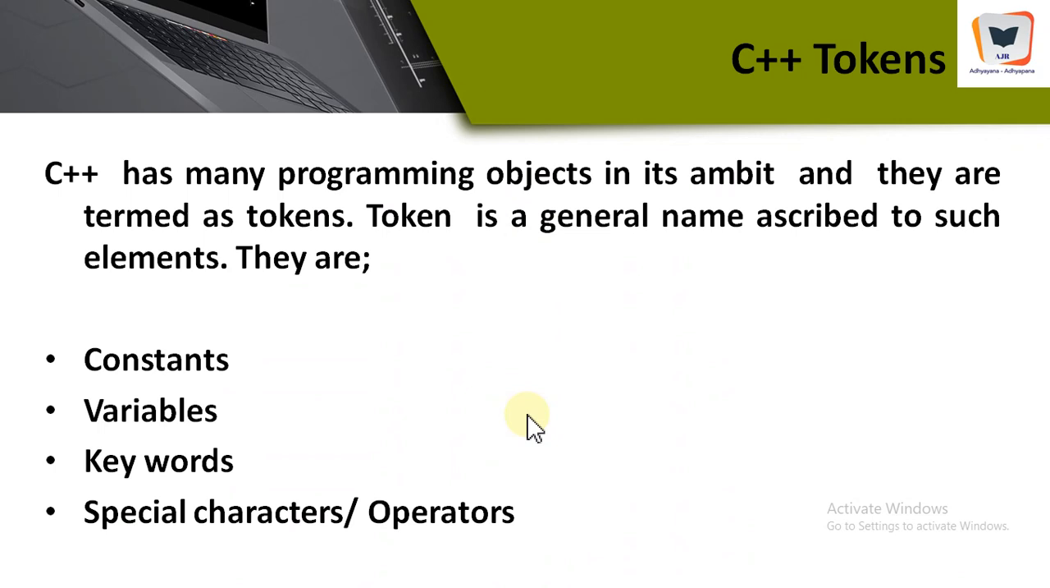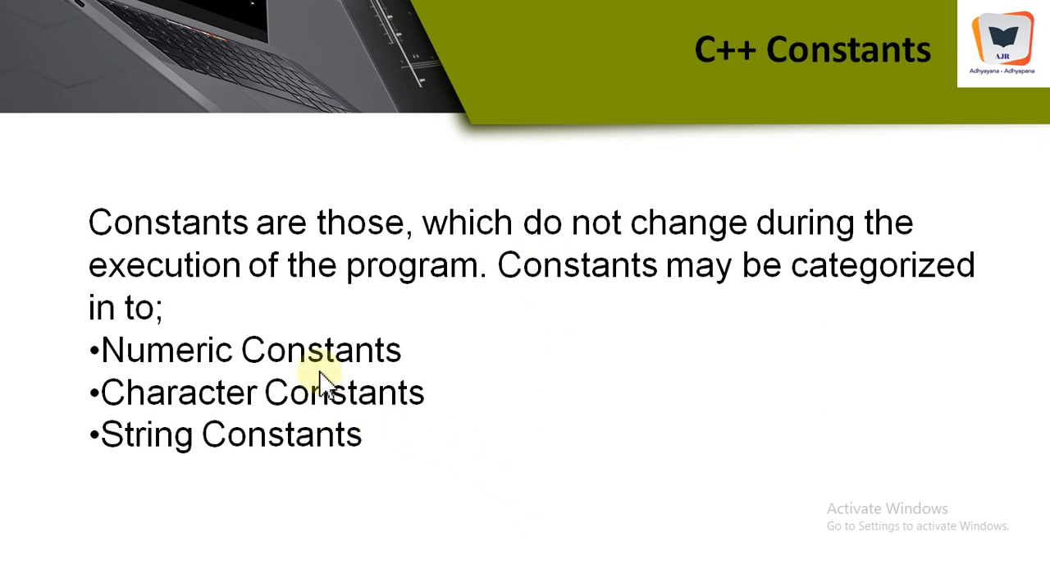C++ has many word-like programming objects, and in its ambit they are termed tokens. That means we can generally understand a token to be any named entity. Token is a general name ascribed to such elements. They are constants, variables, keywords, special characters and operators. Constants are those which do not change during the execution of the program. Constants may be categorized into numeric constants, character constants and string constants.